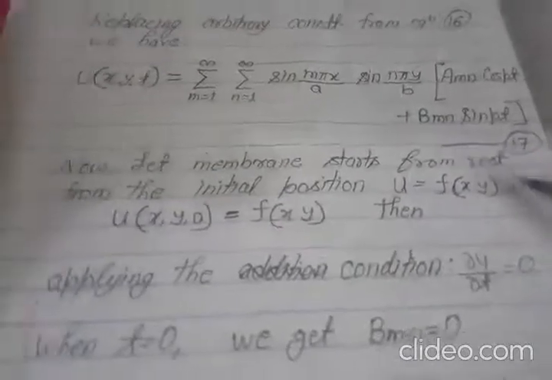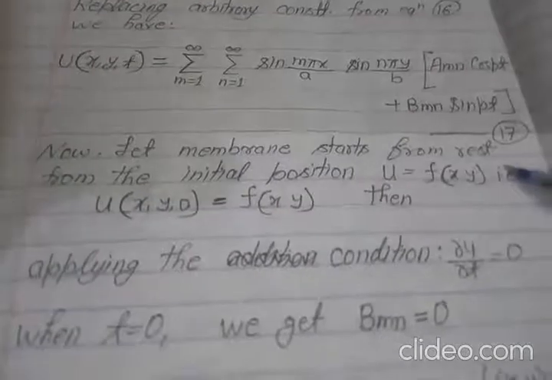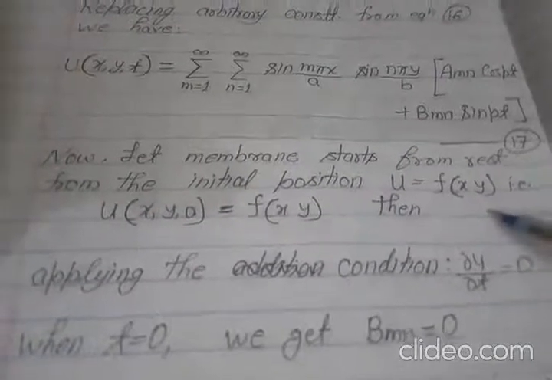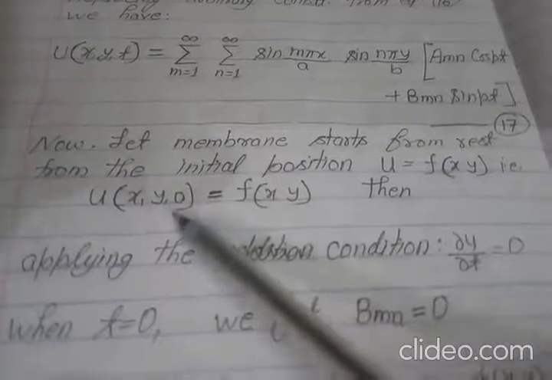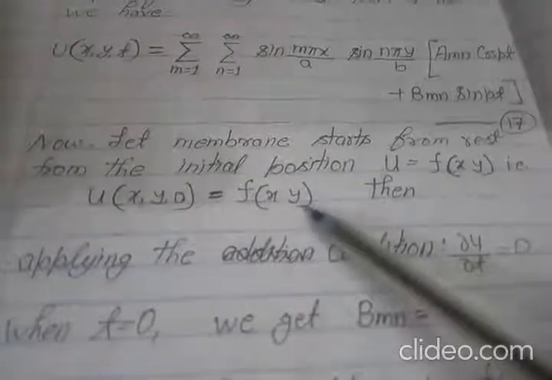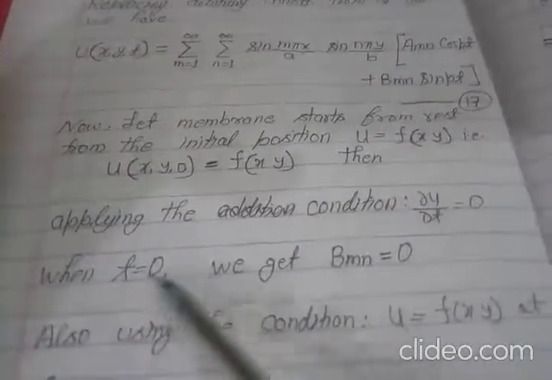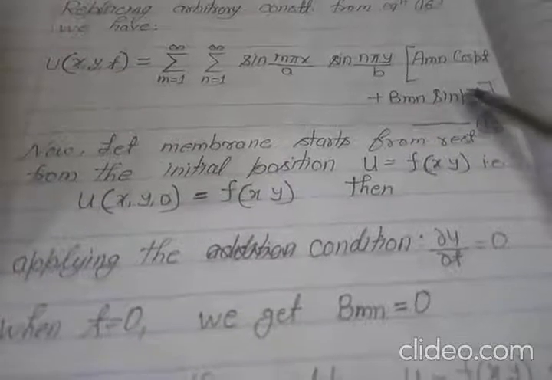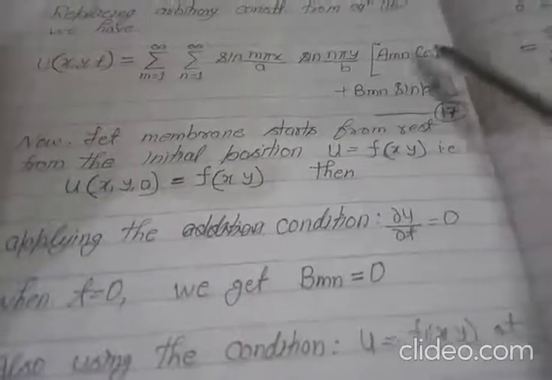Now let the membrane start from rest, from the initial position u = f(x, y). That is, for the initial condition, t = 0, u(x, y, 0) = f(x, y). Then putting this condition in equation 17, when t = 0 we get B_mn = 0, because sin pt, that is sin 0, is 0, and cos pt, that is cos 0, is 1.